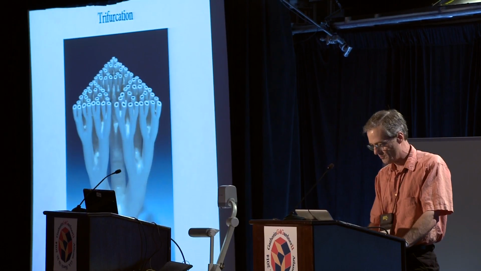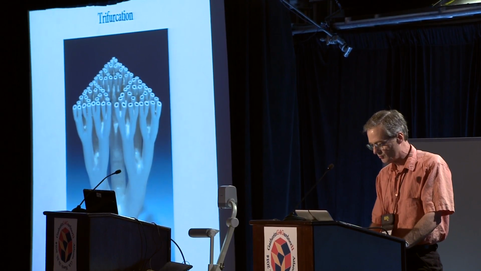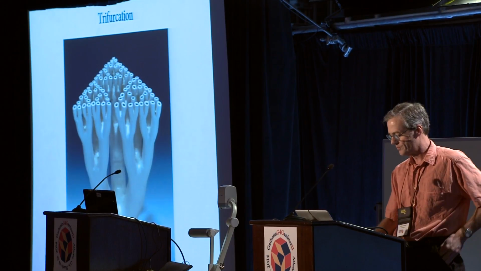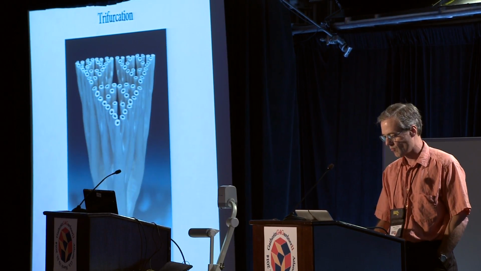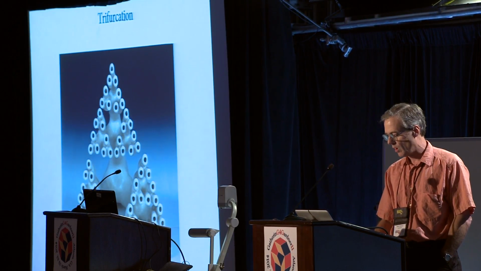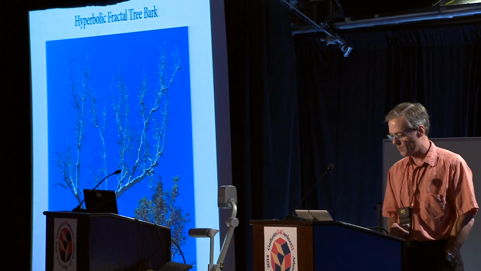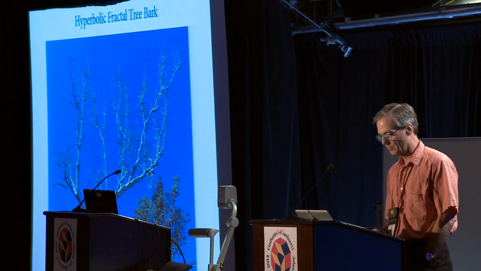But you could imagine something where you start with a circle, and in each iteration, then you can add more circles, so it gets more complex. And that might look something like that. In other words, it's a branching fractal. And there's nature's version of a hyperbolic branching fractal surface.